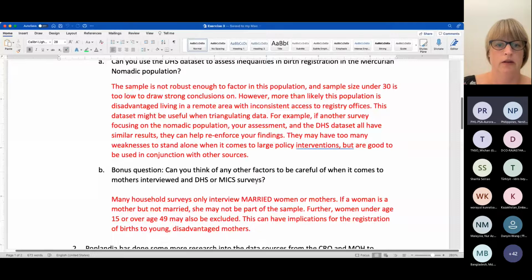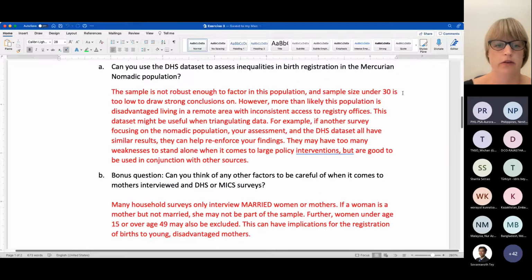But there may still be some use for the data. So let me share my quick little summary here. While we all agree the sample is not robust enough to factor in this population, and again, the sample size is under 30 mothers, it's just too low. Common sense does tell us that this population is likely to be disadvantaged. They live in a remote area, they're nomadic, they probably have inconsistent access to registration offices, they might not have identity documents themselves, etc.